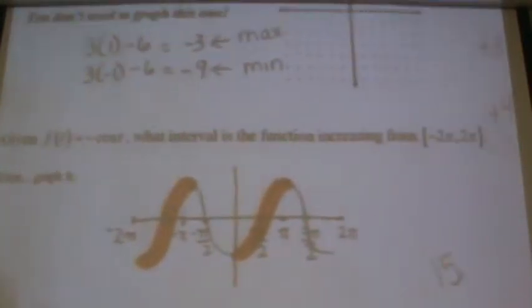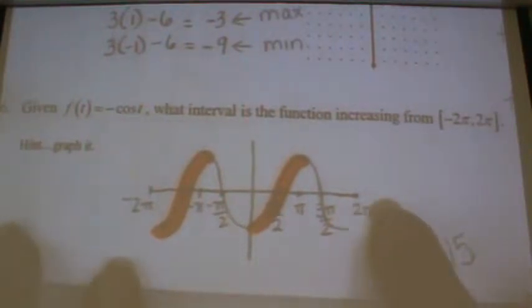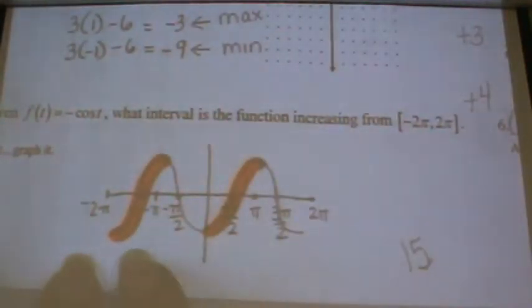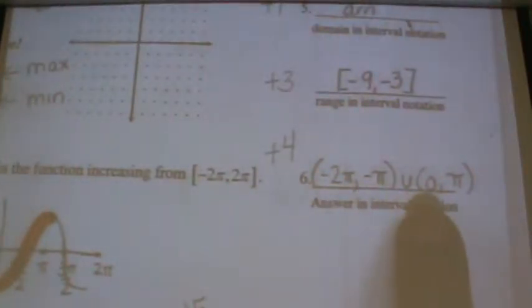Okay? Number 6. This was one of your homework problems. You have the graph. It's negative cosine, and it's asking you to tell me the interval where it's increasing. So I wrote hint, graph it. When you graph it, you have this picture from -2 pi to 2 pi. And where is it increasing? It's increasing from -2 pi to negative pi, union 0 to pi.